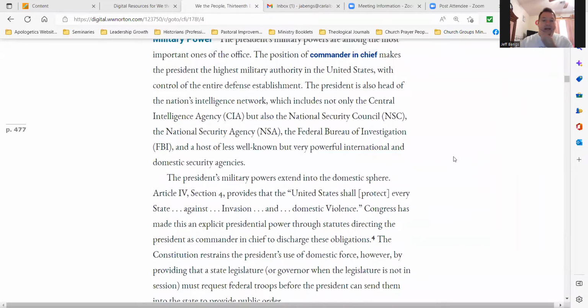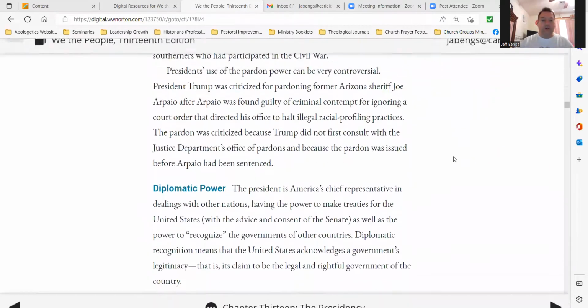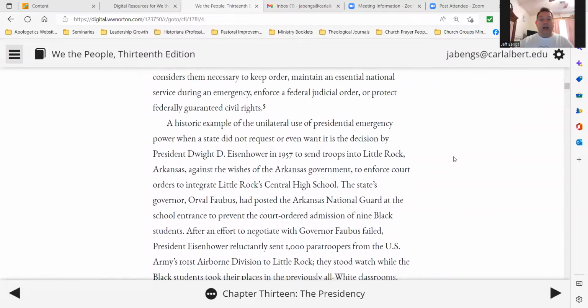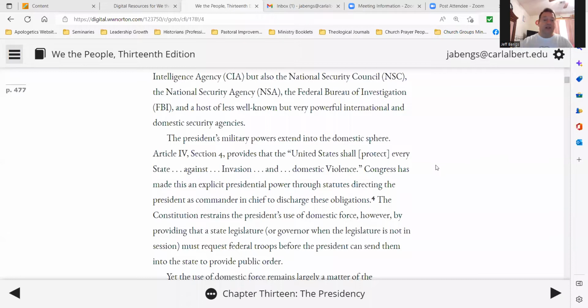Now, the diplomatic function is found within the military function. No, I'm sorry, here it is down there. In the military role, his power extends into the domestic sphere of life. In other words, under his leadership, the United States has the power and the responsibility to protect every state in the Union against invasion and domestic violence.